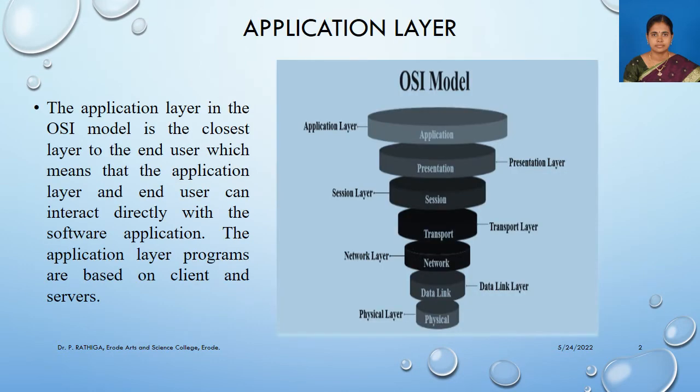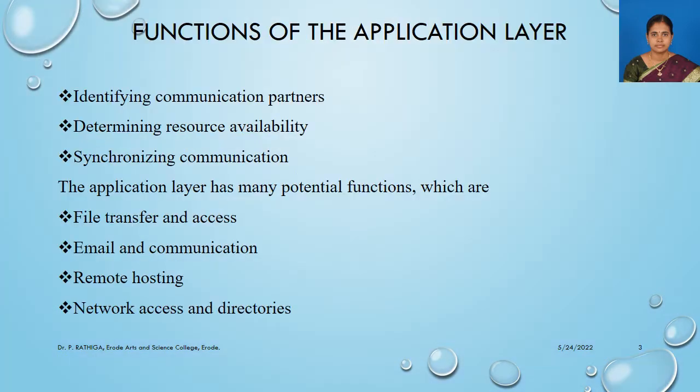Now, I am going to explain about the application layer of the OSI model in computer networks. An application layer is an abstraction layer of an OSI model. This layer is the closest layer to the end user, which means that the application layer and end user can interact directly with the software application. The application layer programs are based on clients and servers.